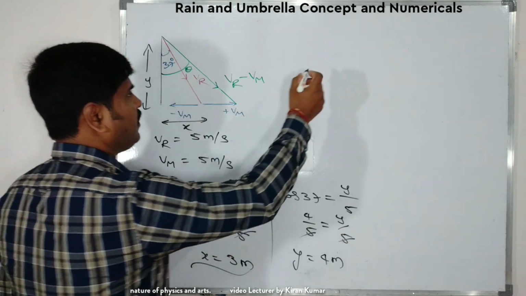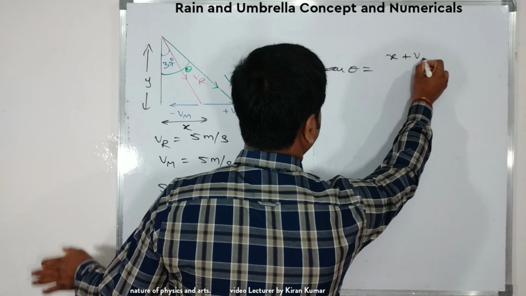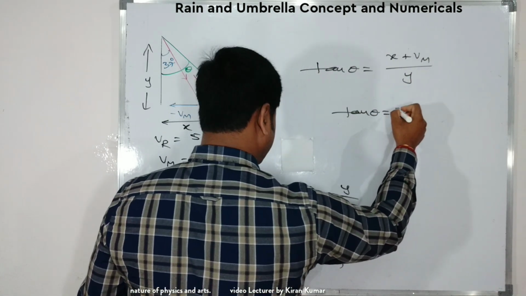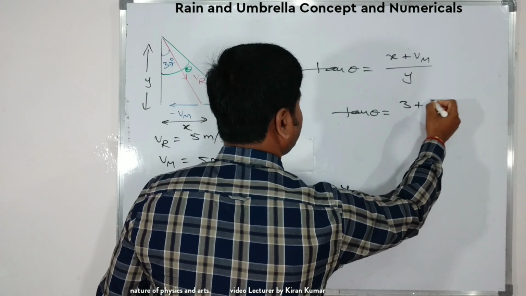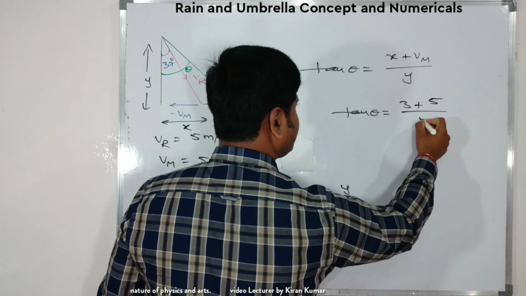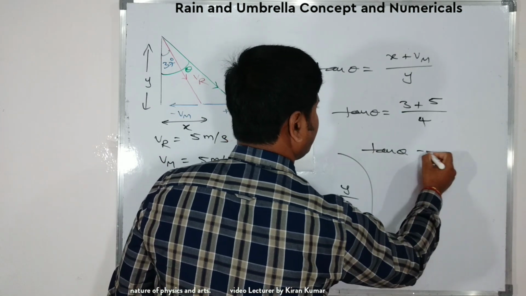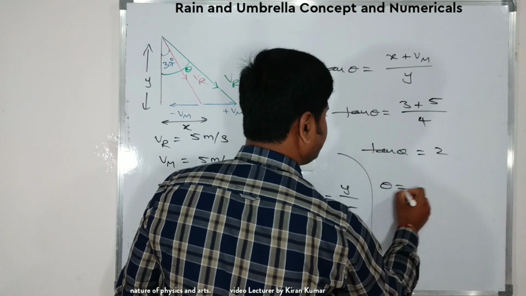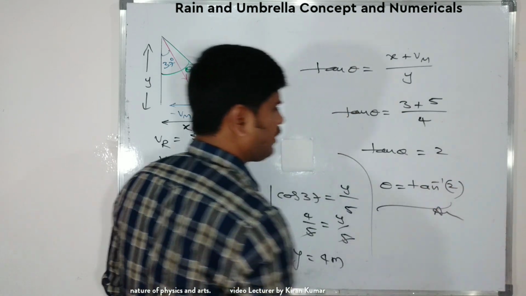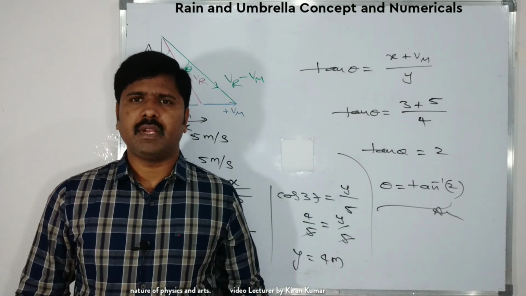Okay, we wanted to find tan theta, which is equal to x plus Vm divided by y. So tan theta is equal to x value 3 plus Vm value 5, divided by y value 4. Then tan theta is equal to 2, so theta is equal to tan inverse of 2 is our answer. Okay, this is the answer for the given question. Please copy this.